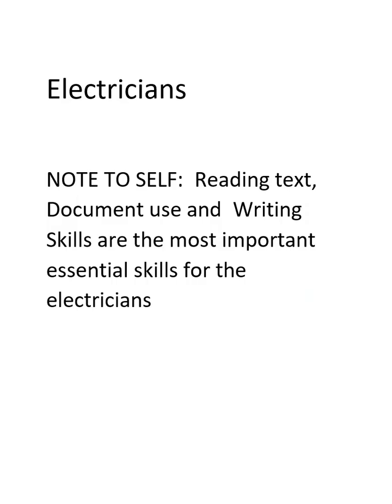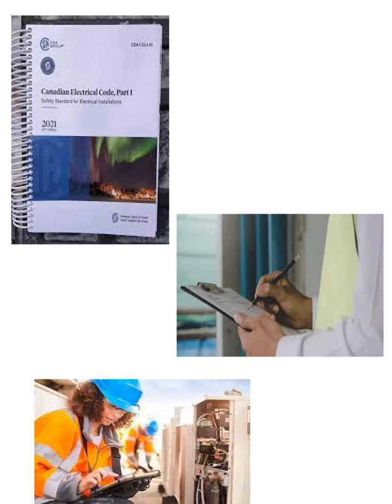Electricians, note to self: reading text, document use, and writing skills are the most important essential skills for electricians. Here's an example of all three. The code book is a document. Of course, writing down what you see is important, and also reading what you need to do is important too.